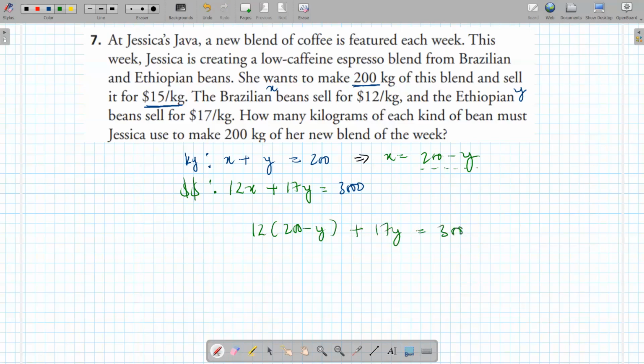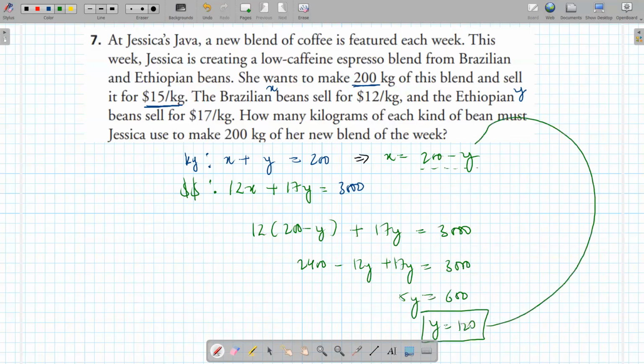So you get 12 times 200 minus y, this is the substitution component, plus 17y equals 3,000. So this will be 2,400 minus 12y plus 17y equals 3,000. This will be 5y equals 600. That means y is 120. So there you go. Y is 120. You can plug it back in here to find x. So x will be 200 minus y, which is 120. It's going to be 80. And that's the answer. You want 80 of the Brazilian, and you want 120 of the Ethiopian.